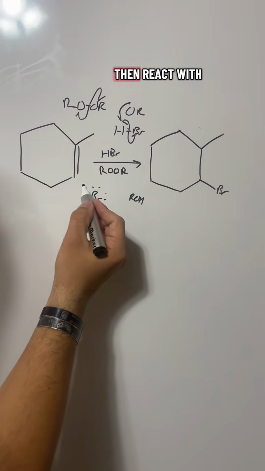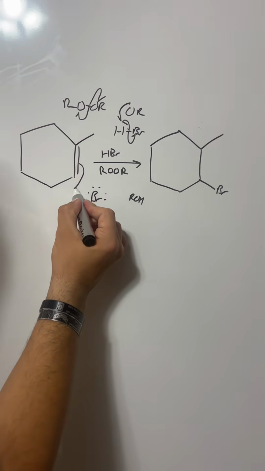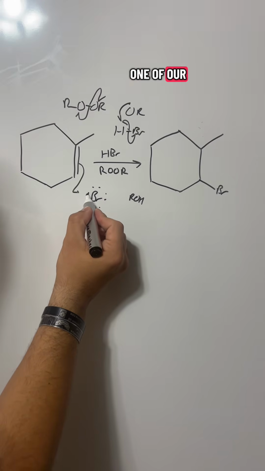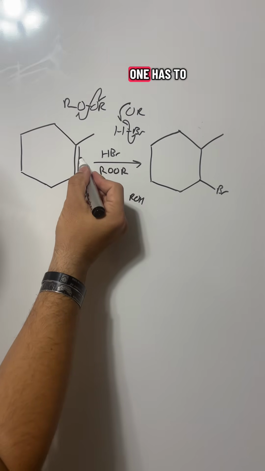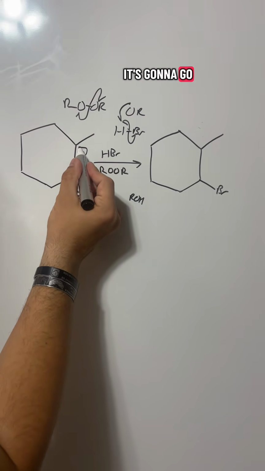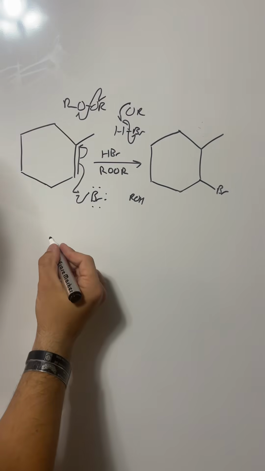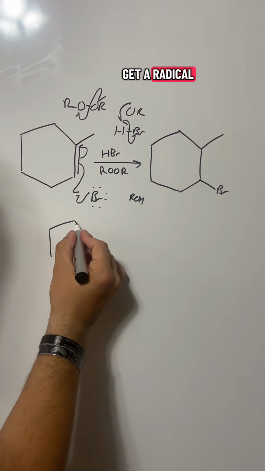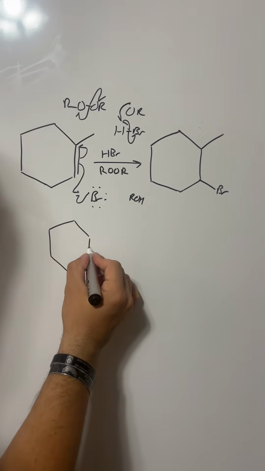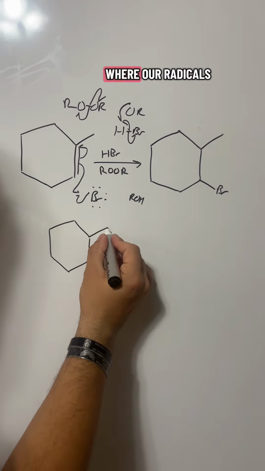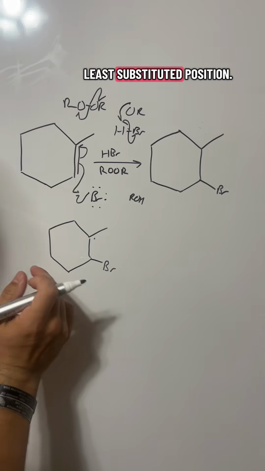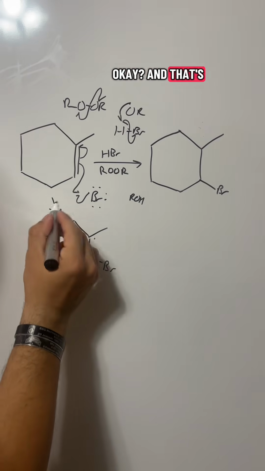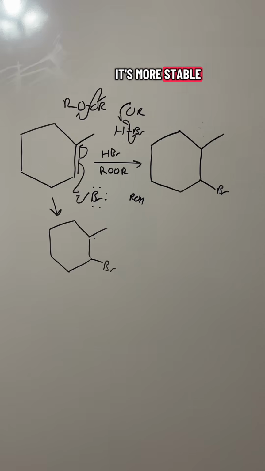So that's going to then react with our alkene. We're going to take one of our alkene electrons and form a bond. And the other one has to go into one of these carbons. It's going to go into the most substituted carbon. So we're going to get a radical that looks like this, where our radical is at that most substituted position and the bromine is at the least substituted position. Okay, and that's because the radical is more stable at that most substituted position.